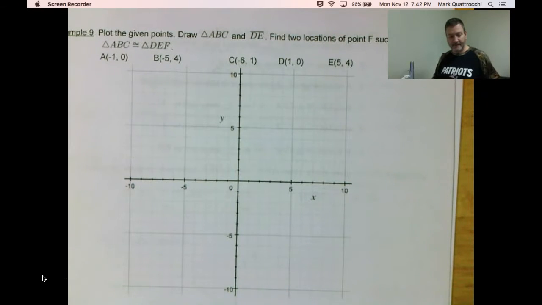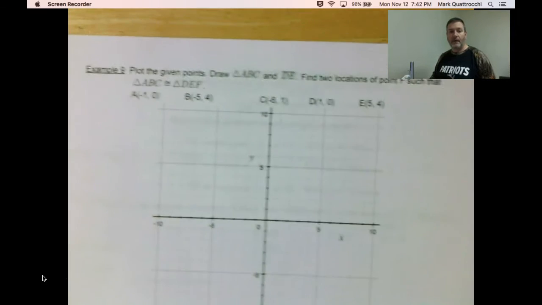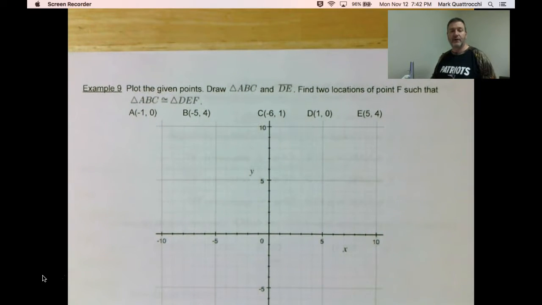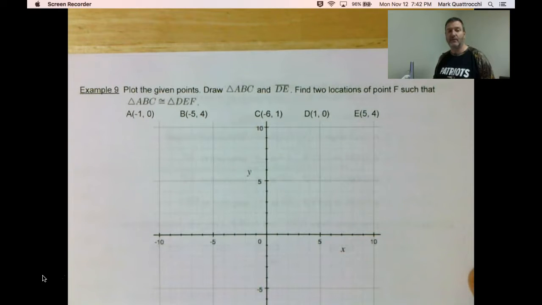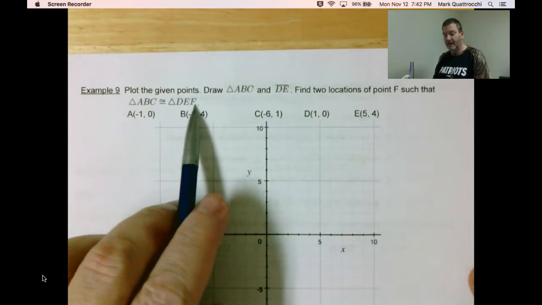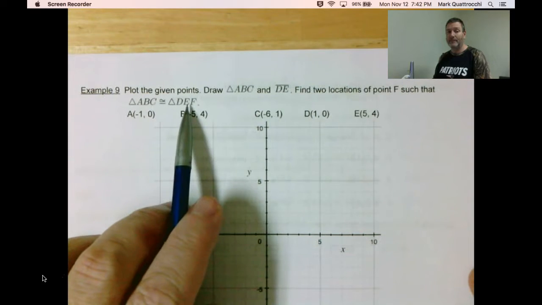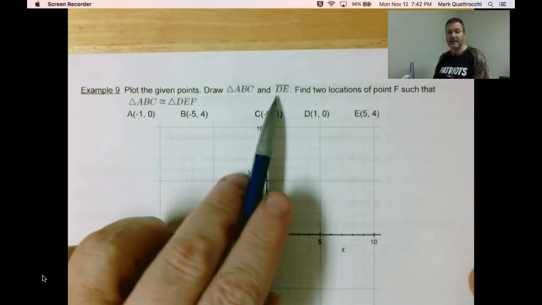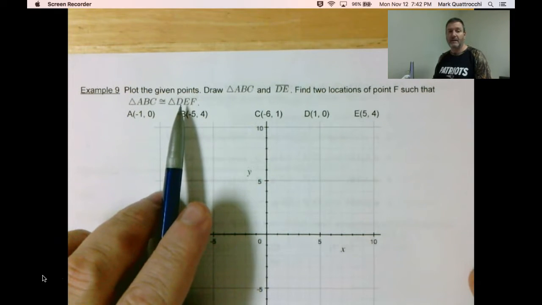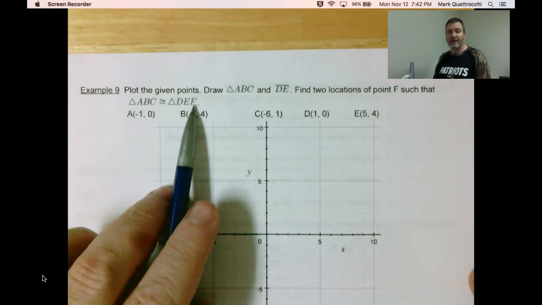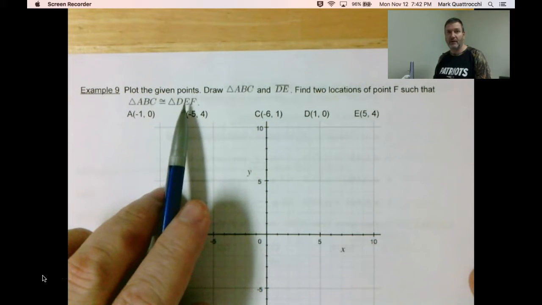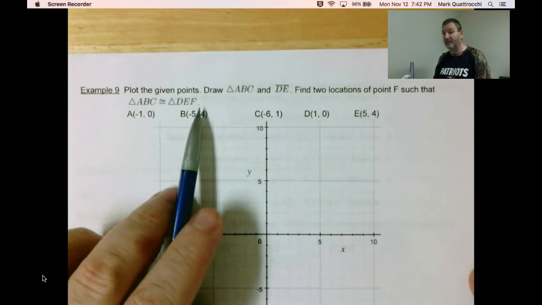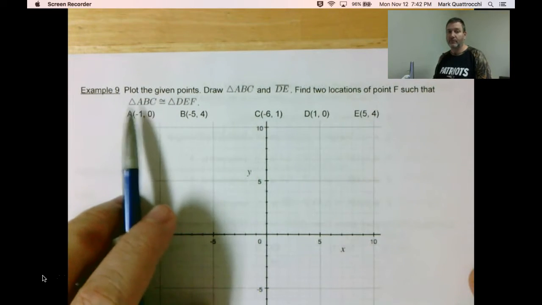Finally, example 9. Again, we're plotting the given points, draw triangle ABC and segment DE. Then we want to find two locations of point F so that triangle ABC will be congruent to triangle DEF, again, so that they match up. AB is going to be the same length as DE. But then I've got to make certain that point F is in a location so that it will make triangle DEF, not triangle DFE or something like that, congruent to triangle ABC.